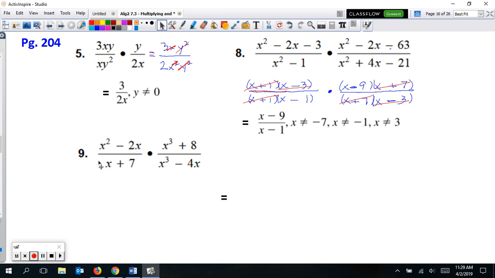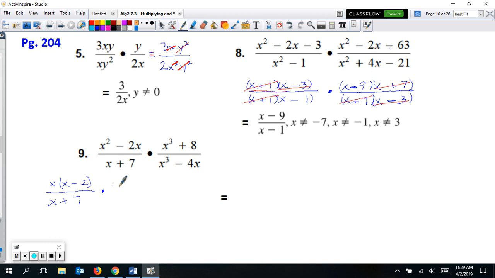All right, so number 9, let's go ahead and factor each one of these. We're going to do the same kind of thing. Factor each one. So I'm going to factor the numerator. This denominator is already factored here. So right here we have, I'm going to factor out an x. That's all it needs to happen here. So we're going to see an x coming out of this first one. And then what's left is an x minus 2 binomial. That's over this x plus 7. There's nothing to factor for that one.